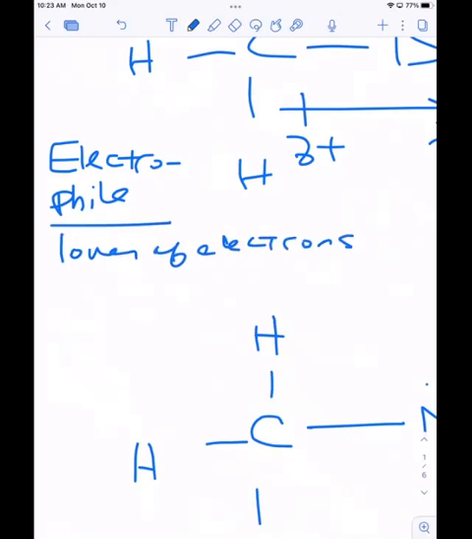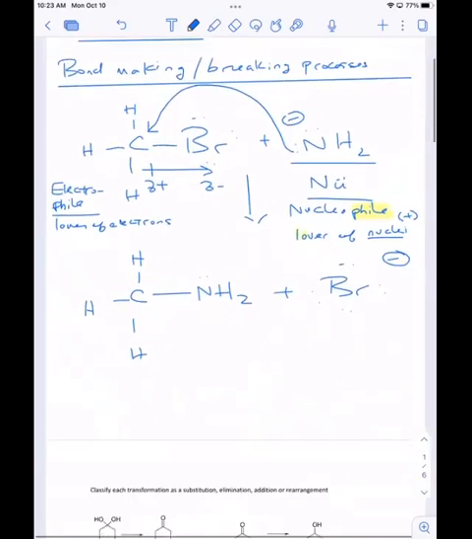Lover of electrons. Does that make sense? Something that's positive is looking for electrons. Something that's negative is wanting to give away electrons. So nucleophiles give away electrons, electrophiles accept electrons. Right? So love of electrons and love of nuclei.